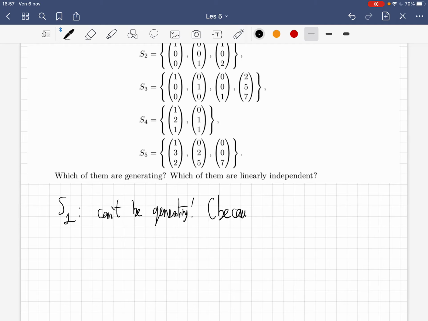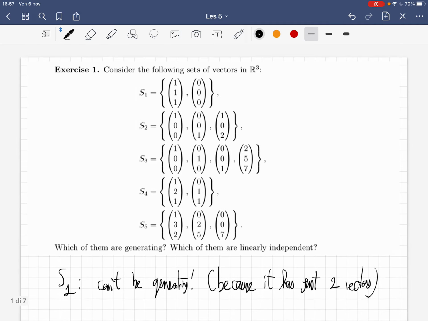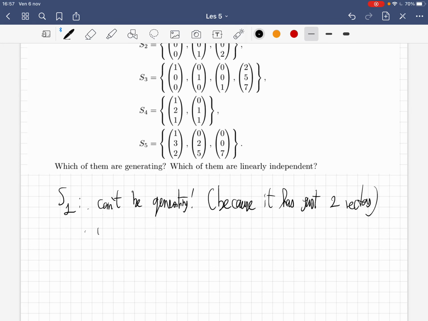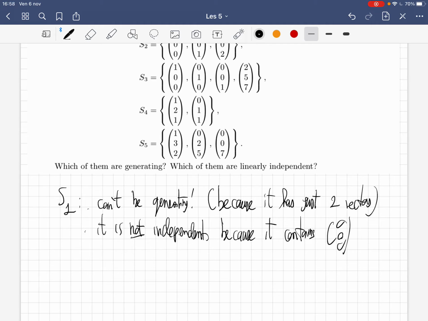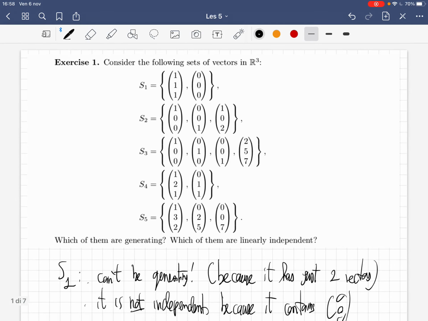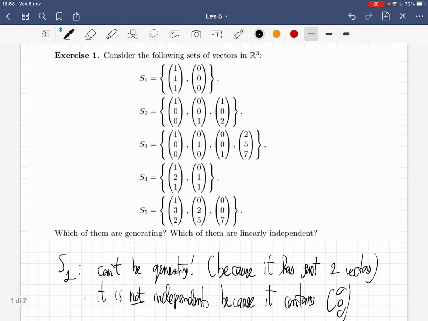Because it has just two vectors. So in order to be generating in R3, you need at least three vectors. And what about independence? It is not independent, because it contains the zero vector. When you put the zero vector in any set of vectors, then you break linear independence. It's very easy to see. So that was it.